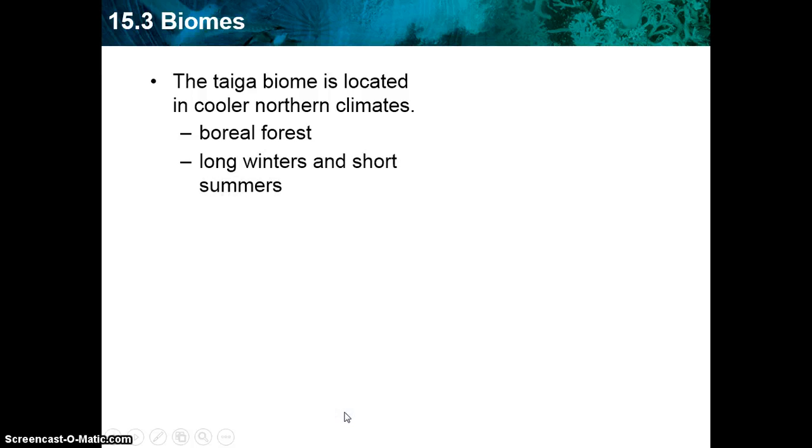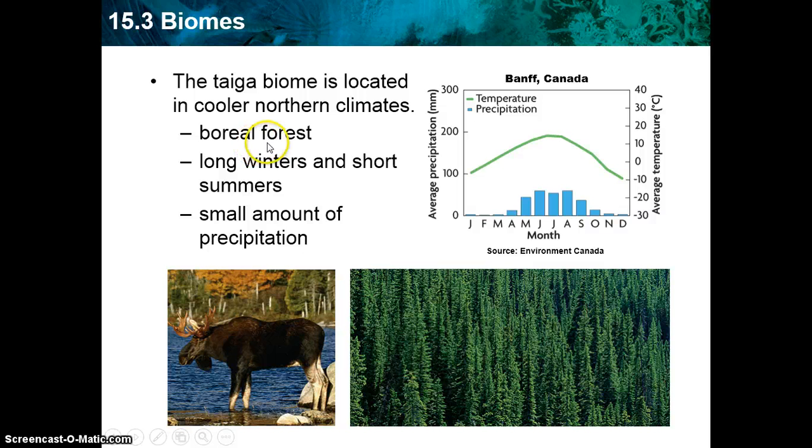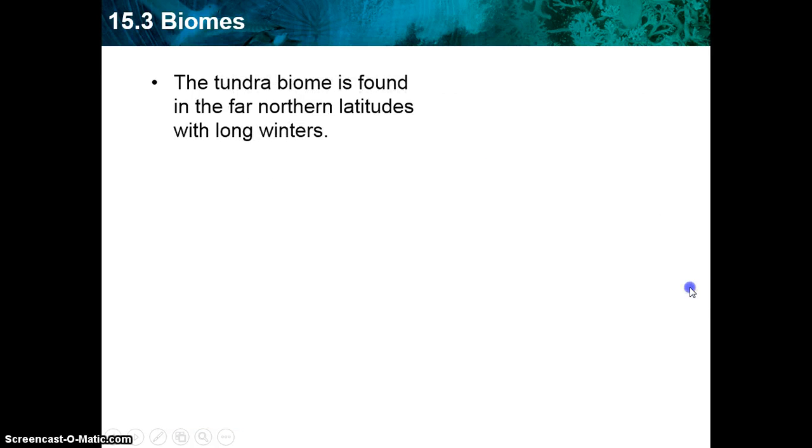The taiga is located in northern climates. It's cooler. Sometimes it's referred to as the boreal forest. There's long winters and short summers and not very much precipitation at all. And you can see this on the graph. Lower temperatures than what we're used to. You notice there's a lot of spruce trees in the taiga, moose, animals that you would think of more toward parts of Canada and Alaska.